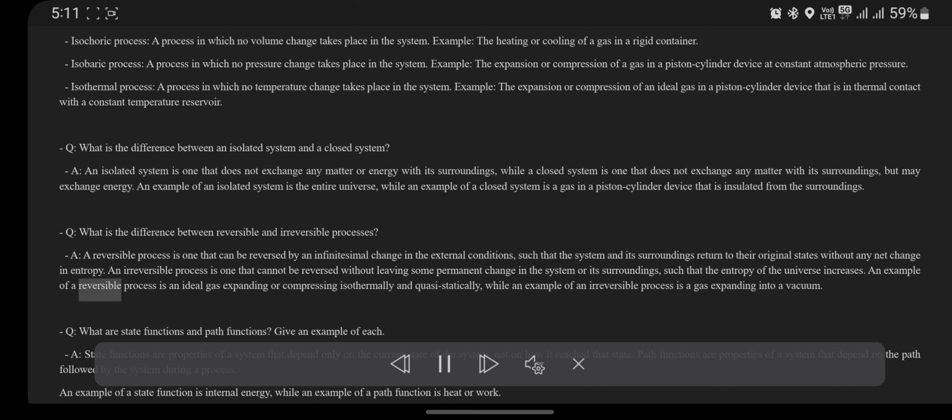An example of a reversible process is an ideal gas expanding or compressing isothermally and quasi-statically, while an example of an irreversible process is a gas expanding into a vacuum.